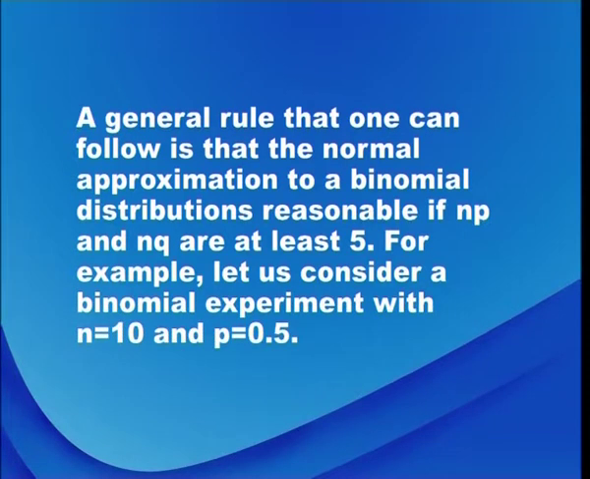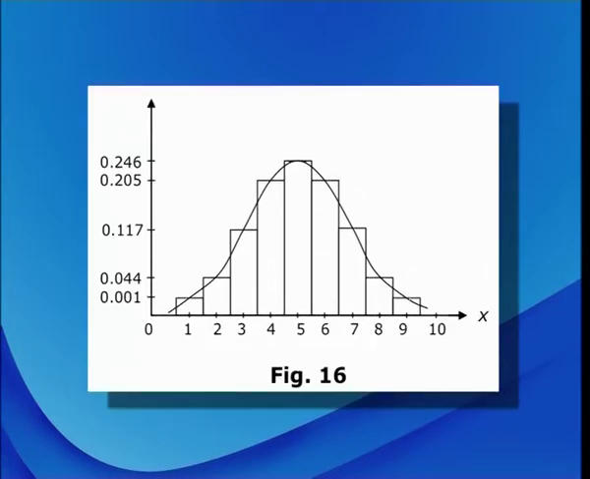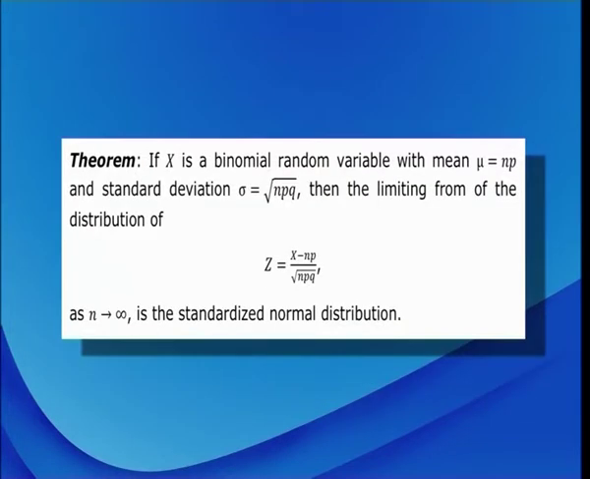For example, let us consider a binomial experiment with n equals 10 and p equals 0.5. The histogram of the probability distribution for the binomial experiment is shown in the figure. Superimposed on the histogram is a normal curve which approximates it. We now state a theorem that allows us to use areas under the normal curve to approximate binomial probabilities when n is sufficiently large. Let's see the theorem.